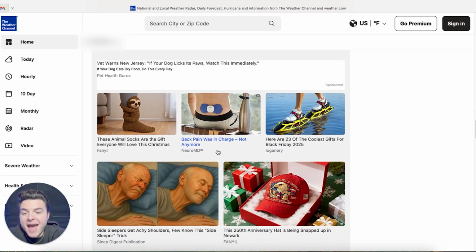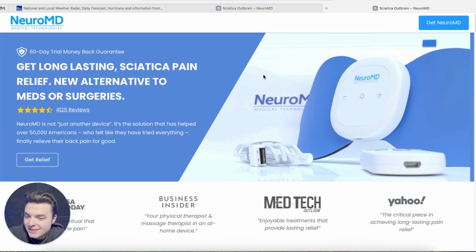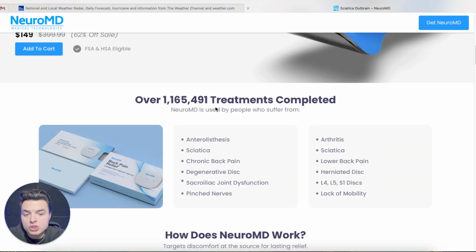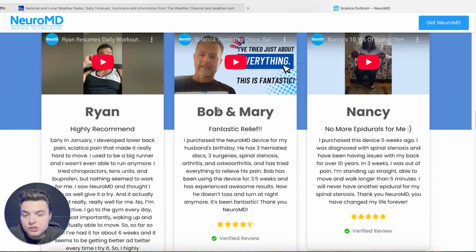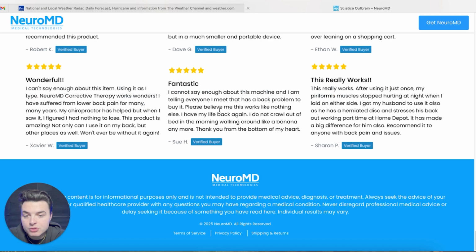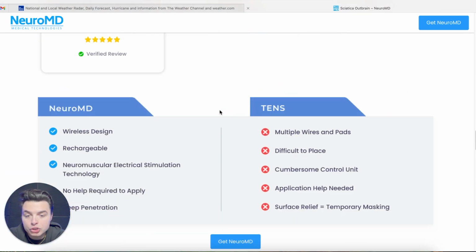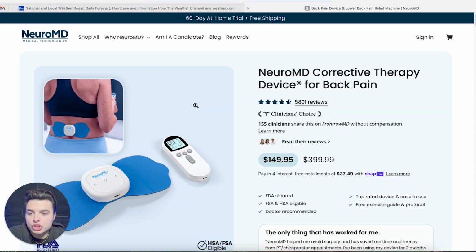Watch this. Back pain was in charge, not anymore. If we click this, you see Taboola. Like I said, this is a native display ad being run on Taboola. Now, when I click that image, it's going to bring me to this page, which is some type of pre-sell, pre-lander page, right? And then if I keep scrolling down, this is probably going to push me to a product page right here. Just like that, that's a product.